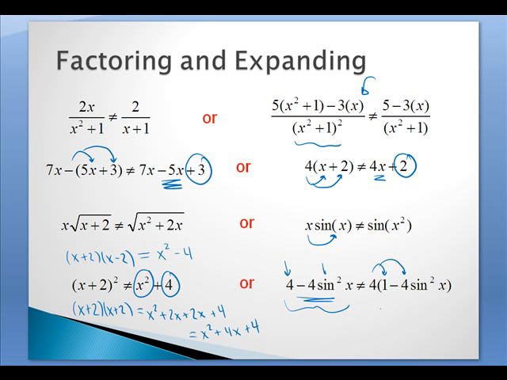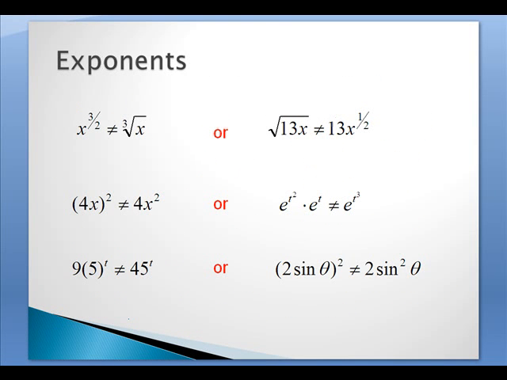I would get 4 minus 16 sine squared x, which does not equal the left hand side. Now with exponents, some common mistakes here are when you have rational exponents. So here x to the 3 over 2, a lot of students tend to write this as the cubed root of x, which is not true. X to the 3 over 2 is actually the square root of the cubed function x, whereas this one on the right hand side is actually the cubed root of x, so x to the 1/3 would be the proper exponent for that. That's a very common mistake.